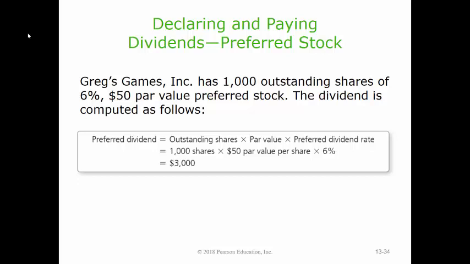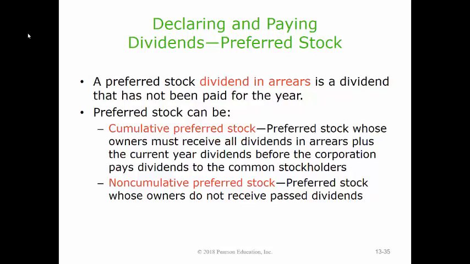So to figure out what your preferred dividend is, you take your outstanding shares, the number of shares that you are paying the dividend on, multiply that by the par value of your preferred stock, and multiply that by the preferred dividend rate. Here we've got Greg's Games. It has 1,000 shares outstanding at 6%, $50 par value. 1,000 times 50 times 6% is $3,000, which means for the year they are obligated to pay their preferred shareholders $3,000 in cash dividends.